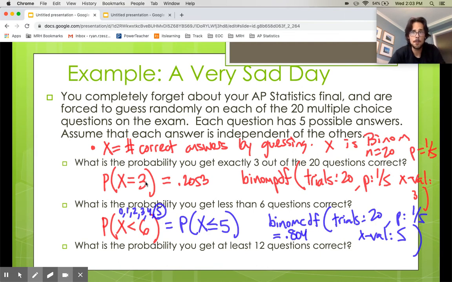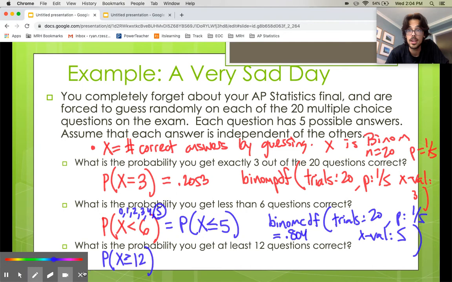And then for this last one here, they ask about the probability that you get at least 12 questions correct. That's greater than or equal to 12. Binom CDF always does less than or equal to, always, on our calculators. So we have to be able to turn this problem into a less than or equal to problem, which will mean that we're going to do a 1 minus on our answer. So I find it helpful on these problems to write out the numbers that you actually want first. Greater than or equal to 12 is everything from 12 all the way up to 20.